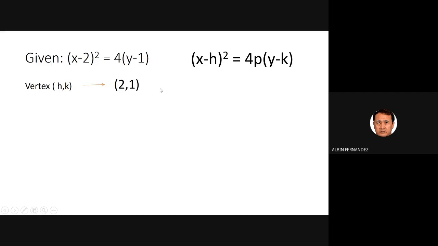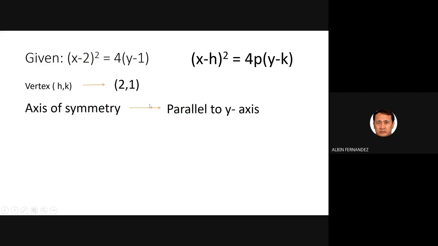Okay, next, other than the vertex, we can identify the axis of symmetry. Take note that x is squared. Whenever x is squared in a parabola with vertex at (0, 0), the axis of symmetry is the y-axis. Here, it's not the y-axis, but it should be parallel to the y-axis. So it's the line that passes through (2, 1).